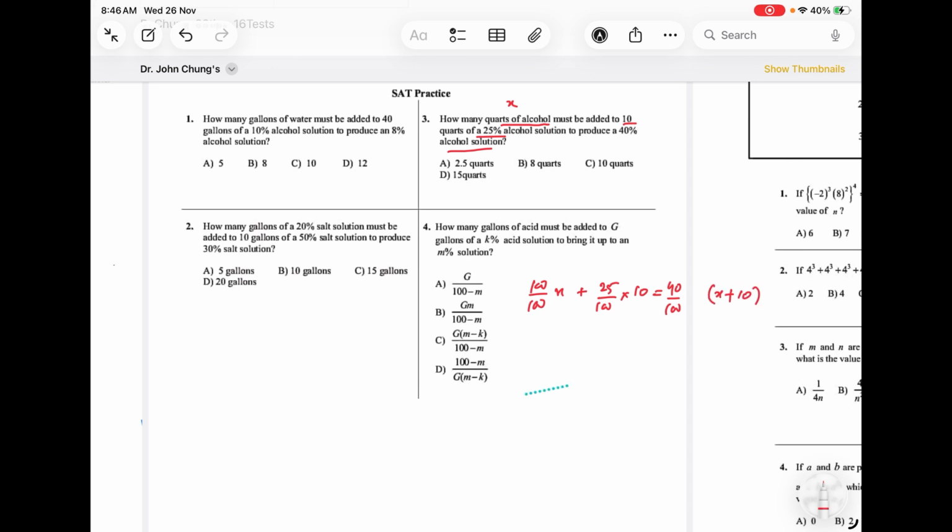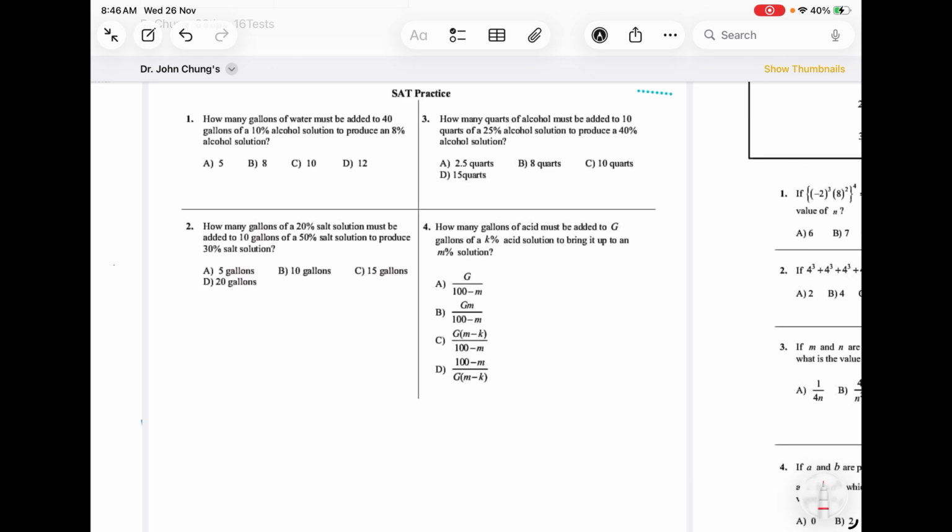So here again cancelling out 100 in the denominator, we get 100x plus 250 equals to 40x plus 400. So here 60x comes out to be 150. So x is 150 by 60, which is 2.5 quarts. So answer is 2.5 quarts. Okay. Next question. The last one.